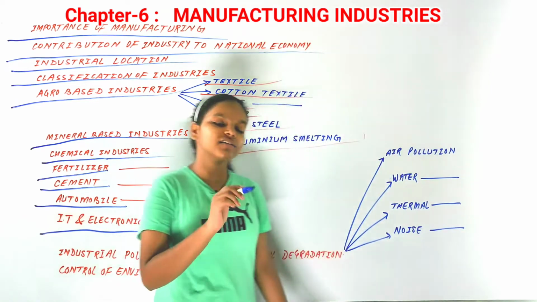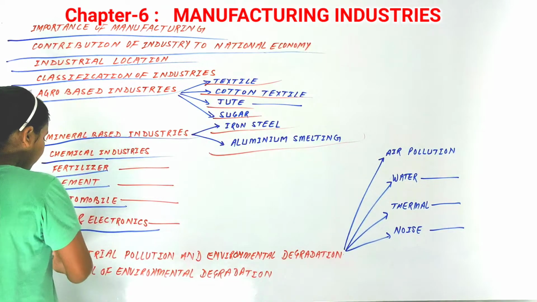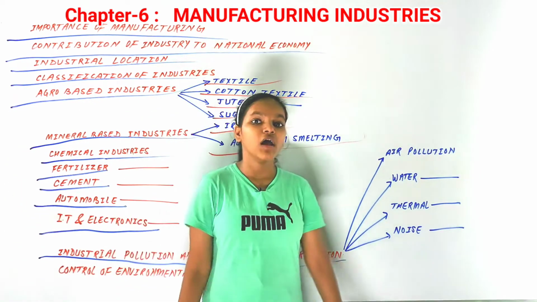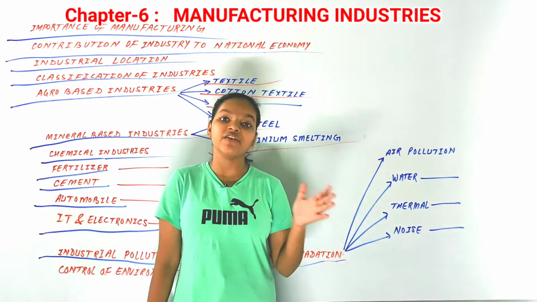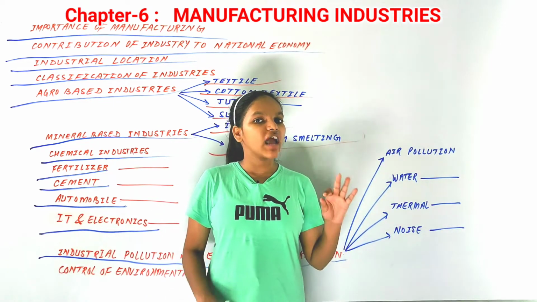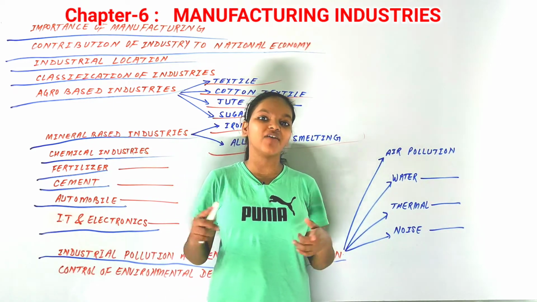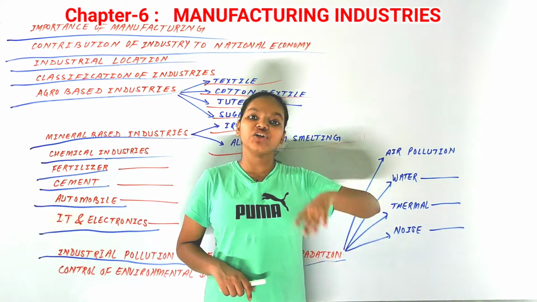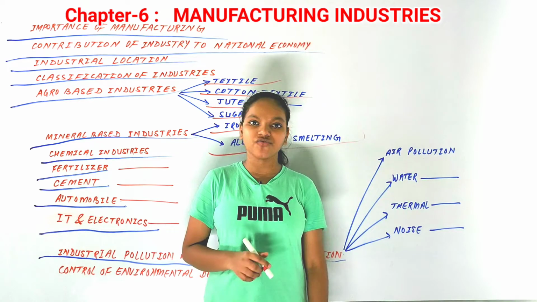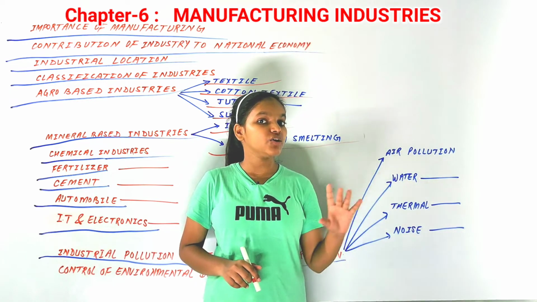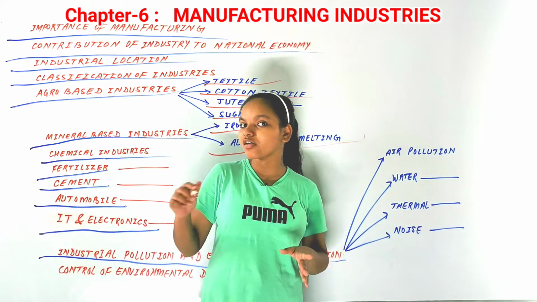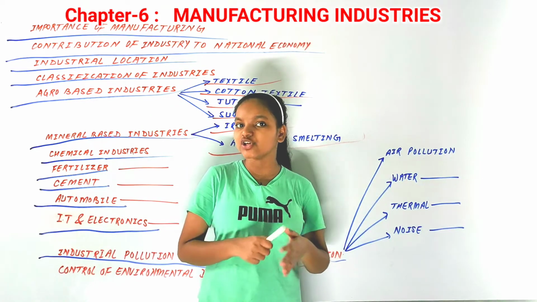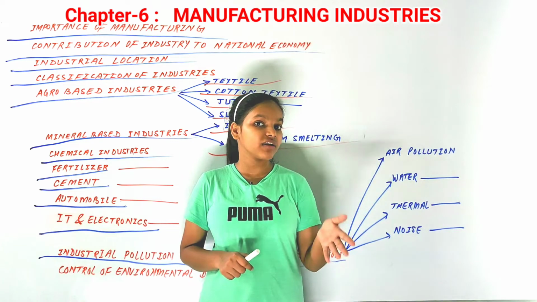After that, we have the next topic, that is industrial pollution and environmental degradation. We have looked at all the profits, benefits, and advantages of industries in the national economy and development of our country, but we can't overlook the pollution or the degradation of the environment caused by them. We have noise pollution, water pollution, land pollution, air pollution, and environmental degradation.